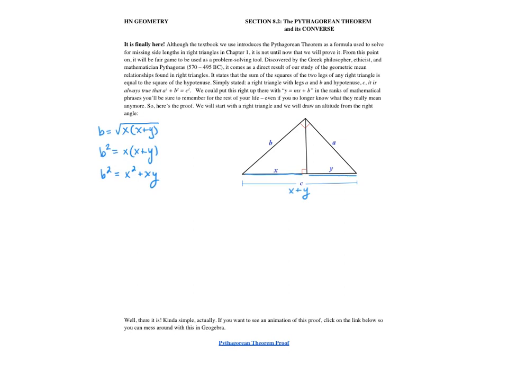Now, similarly, we can do the same relationship over here with A being the geometric mean between y and its entire length of the hypotenuse, which again is x plus y. So we could say A is the geometric mean between y and the entire length, which is x plus y, or A squared is y times the quantity x plus y, or A squared is xy plus y squared if you distribute the y in there.